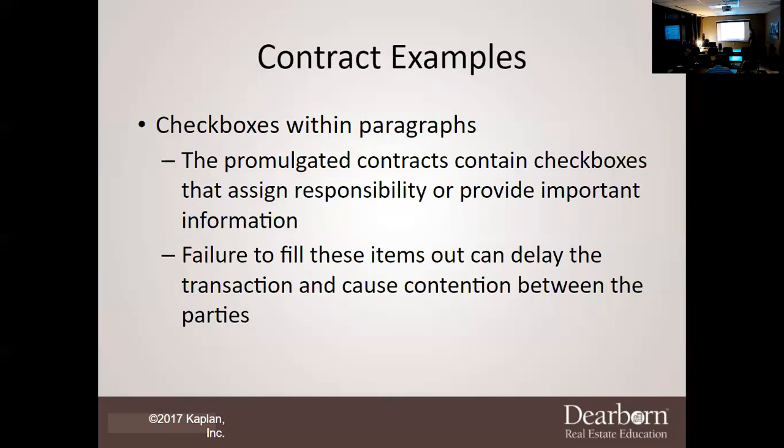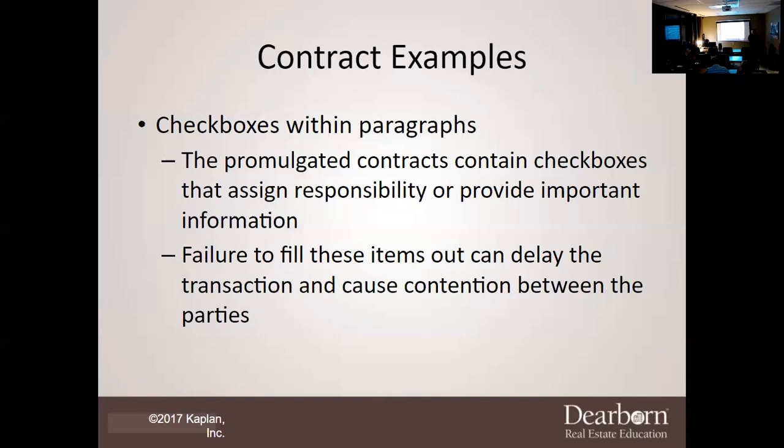Okay, so again, the check boxes within the paragraphs of the promulgated contracts assign responsibility or provide important information. Failure to fill these items out can delay the transaction and ultimately cause contention between the parties. Can't tell you how many times I've run into that issue. Okay? It is your duty to make certain that when you are completing the contracts, the contracts must be fully executed.